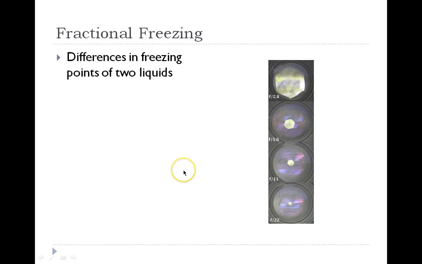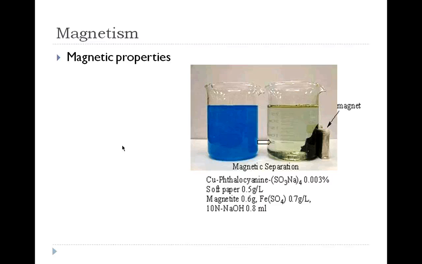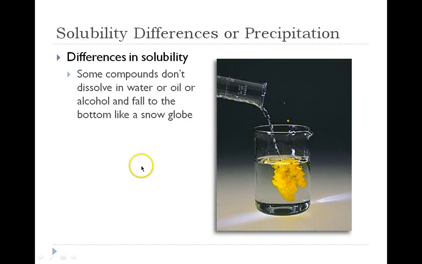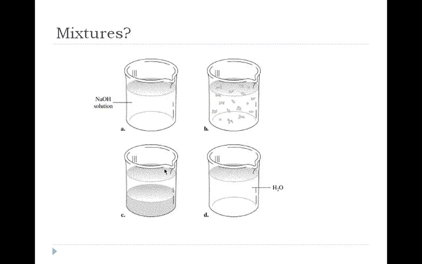We can also use fractional freezing. We can separate out mixtures based on the freezing points of two liquids if one freezes before the other. Some compounds are actually magnetic, so we can pull them out using a magnet. And also don't forget there are always differences in solubility. Some compounds don't dissolve in water or oil or alcohol and fall to the bottom like a snow globe.